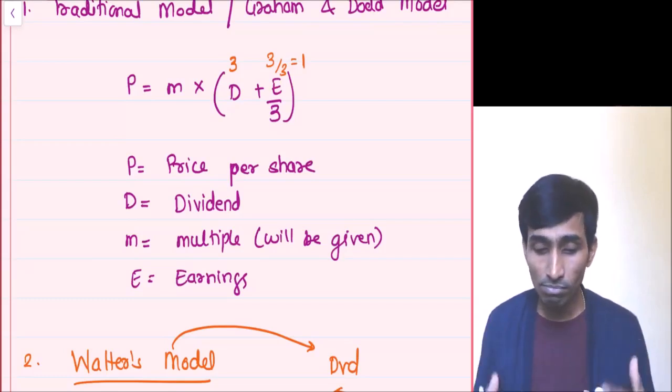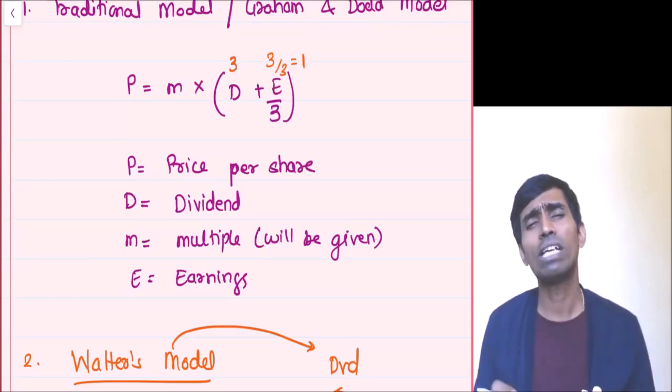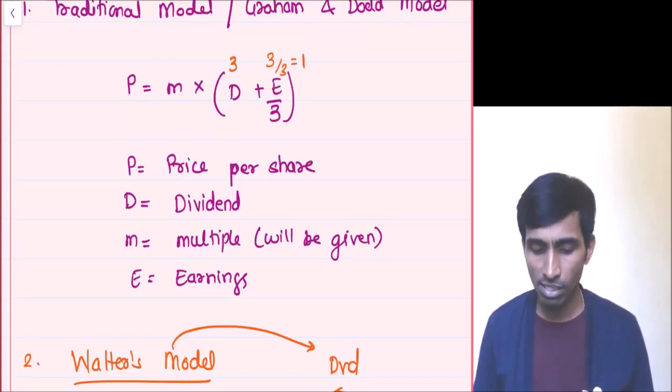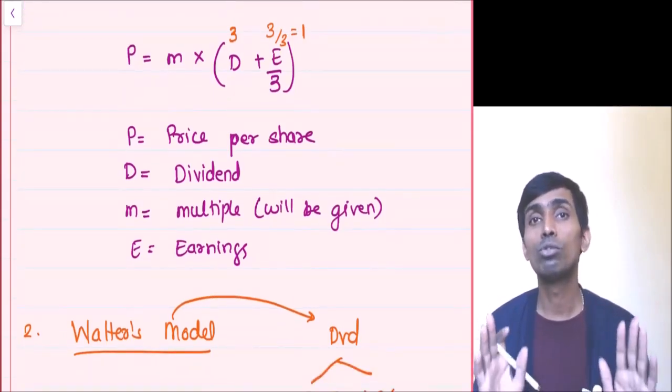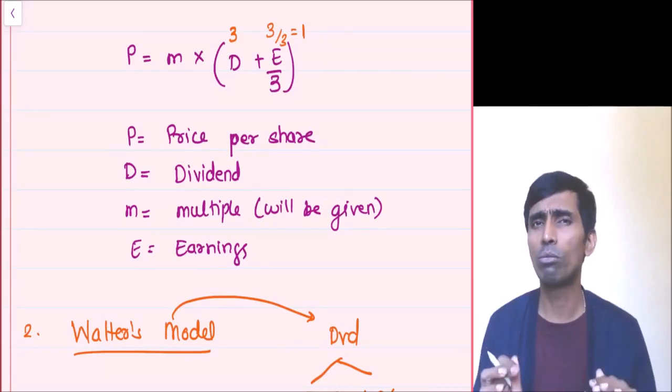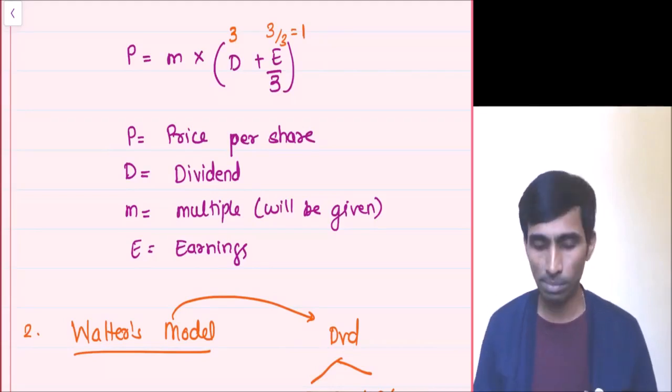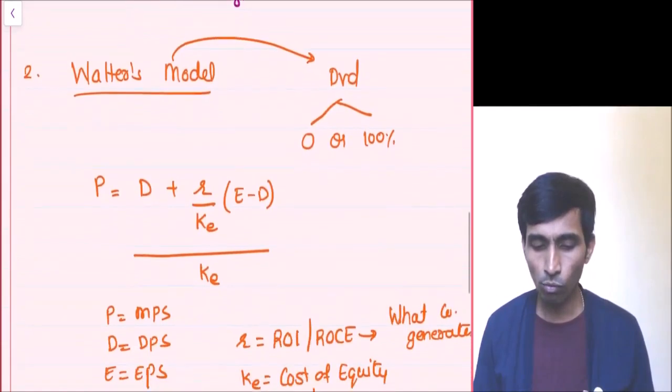Fine. So multiple is also subjective. Multiple will be given in the exam. Fine. So this much I want you to copy, but before that let's do one more model and then I will give you time to copy this. There is something called Walter's model.